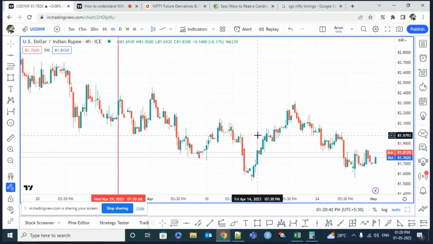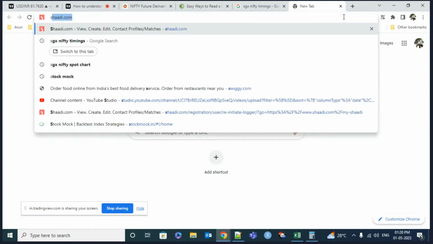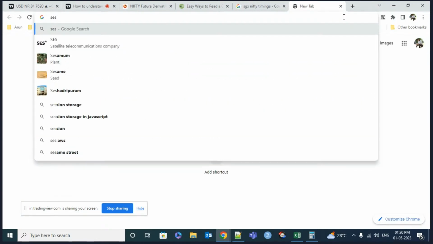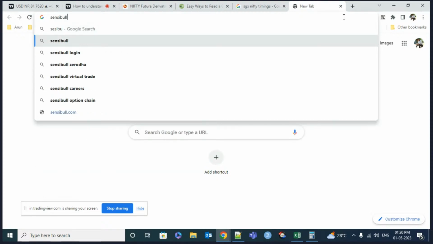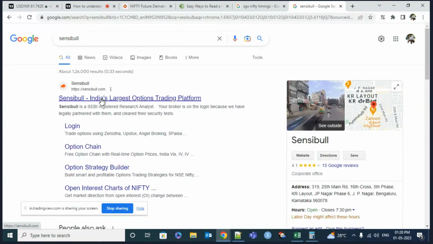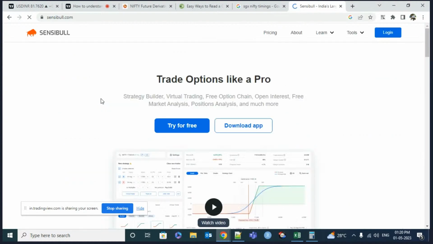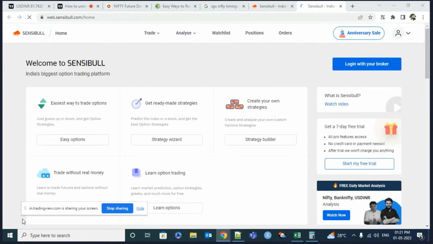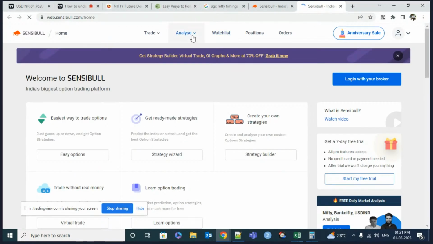In addition to that, when you build these strategies, there are many tools. One I've seen is Sensibull, but it's a paid one. Yes, Sensibull. This is one which I found very helpful, but this is a paid version. I think I don't have the premium right now. Anyway, you can build your strategy here.